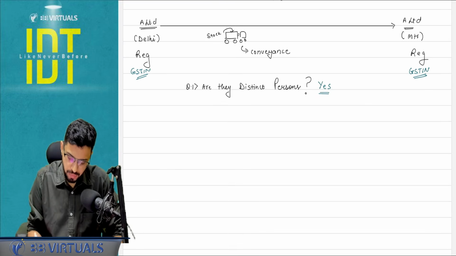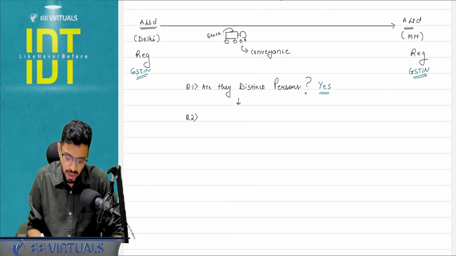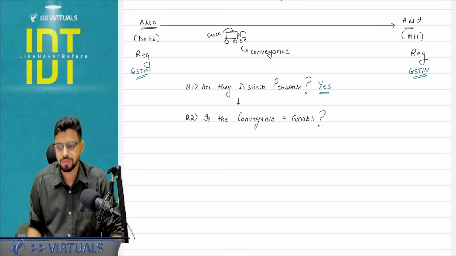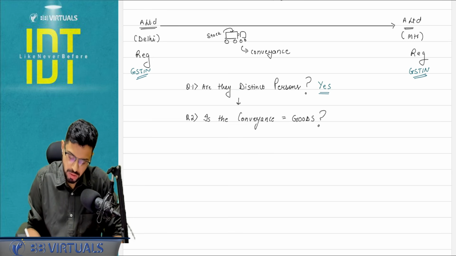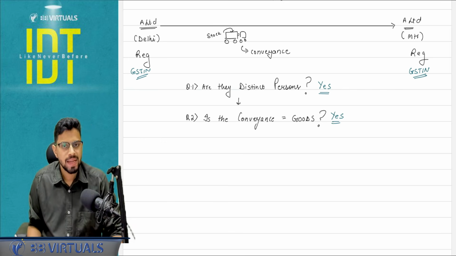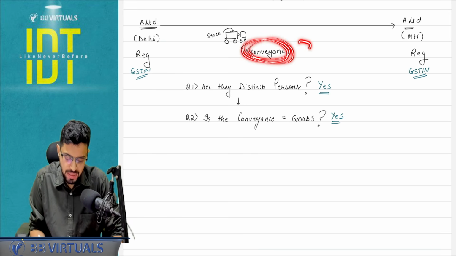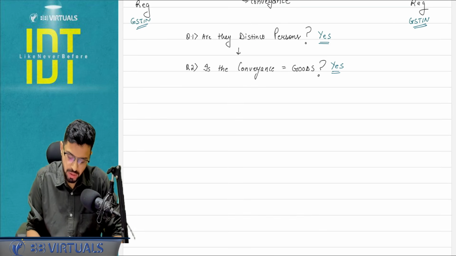Question number 2. Is conveyance, I'm talking about conveyance right now, a goods? Yes, sir. It is a movable property. It is absolutely a goods. Is there any consideration charged for conveyance per se? No. I am telling you this. No consideration charged for conveyance movement.